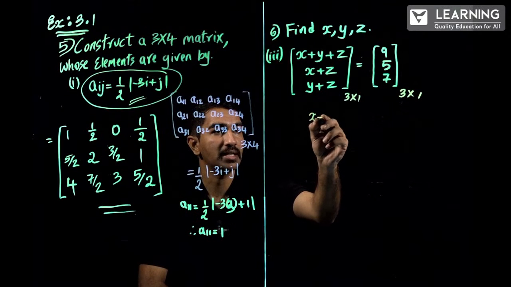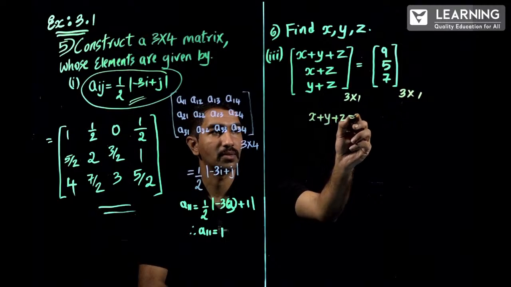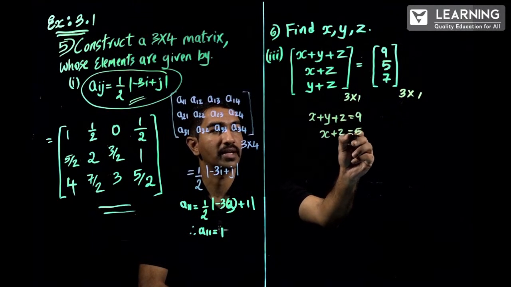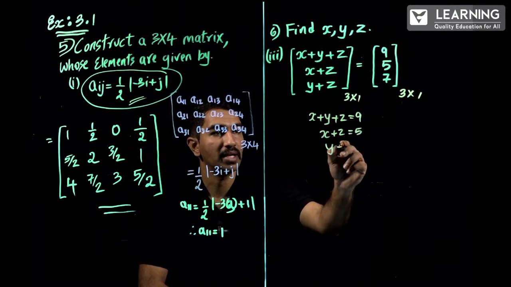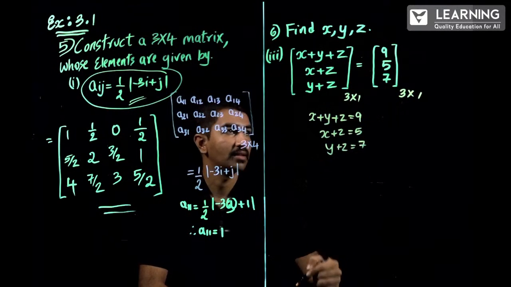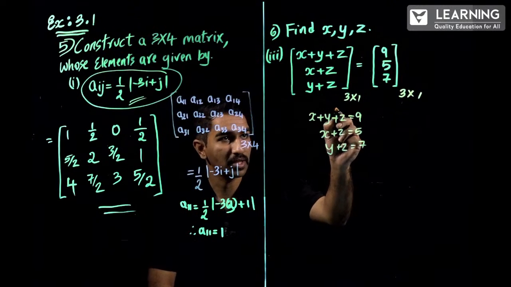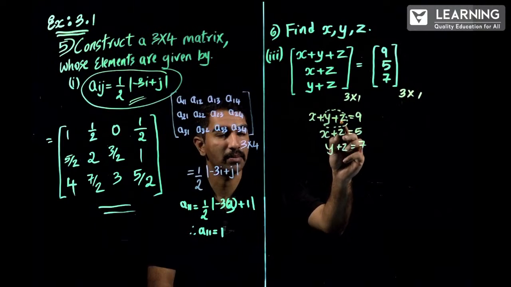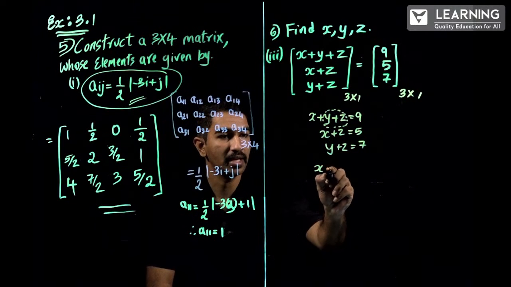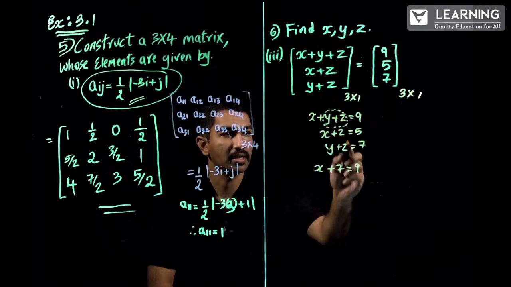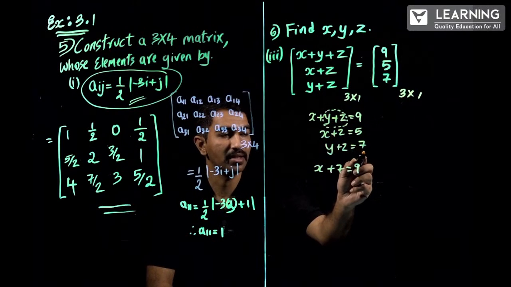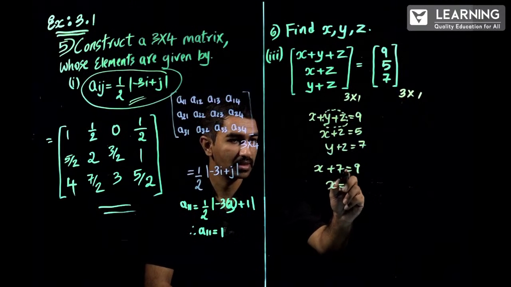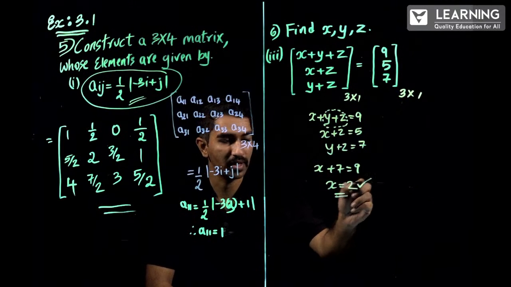So you'll be getting x plus y plus z is equal to 9. The next equation would be x plus z is equal to 5, and the next equation would be y plus z is equal to 7. Okay, now see this in the first equation. We already have y plus z, right? And what can we write in the place of y plus z? 7. So we can write x plus 7 equals 9. So x is equal to how much? x is equal to 2. We got the value of x.